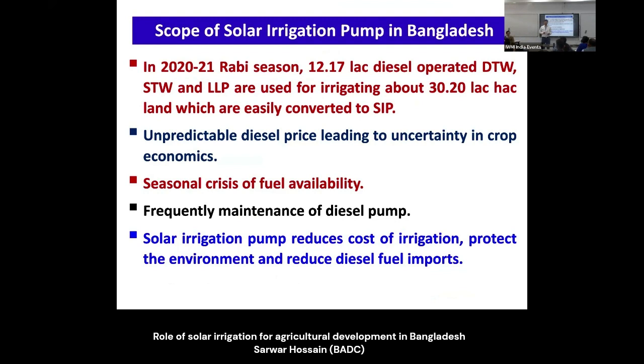In this slide, you saw that in 2020 to 2021, there are 12.17 lakh diesel operated shallow tubewells and diesel operated LLPs, and 32.2 lakh hectares of land which can easily be converted to SIP. So there is great scope in Bangladesh to convert diesel operated pumps to SIP. Another issue is the seasonal crisis of fuel availability and frequent maintenance of diesel pumps. Solar irrigation pumps can reduce irrigation cost, protect the environment, and reduce diesel fuel imports.